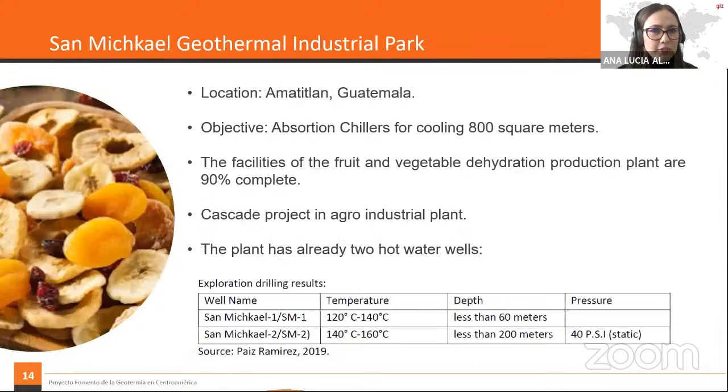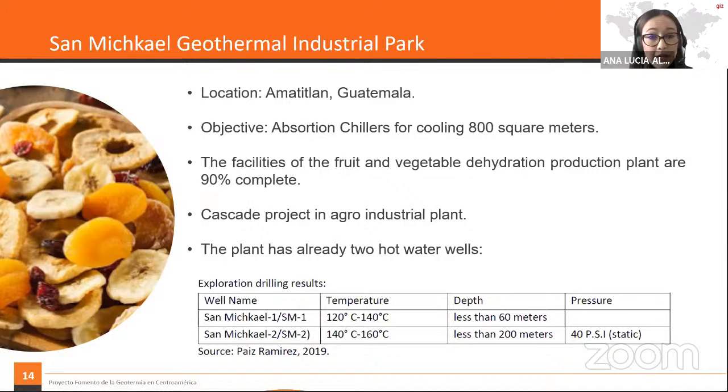Another example is in Guatemala, in the surrounding area of the Atitlan Lake. The objective is to use some absorption chillers for cooling, 800 square meters, for fruits and vegetables. This is also a very nice example of how we can use it to save and protect the food that could decompose if it does not have the right conditions.